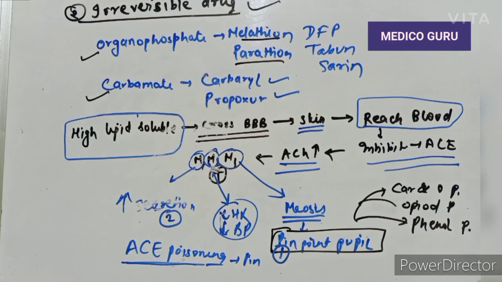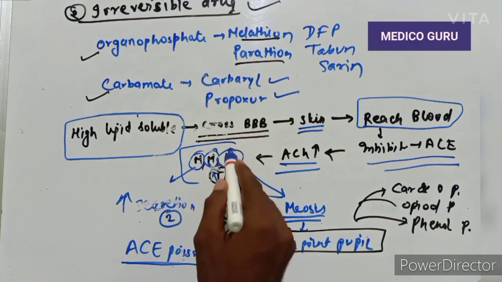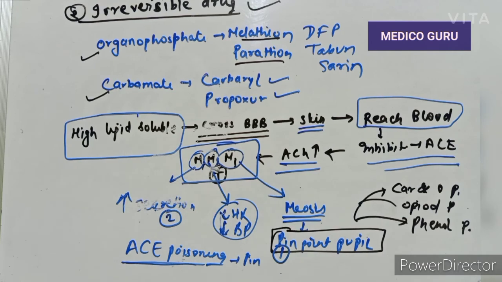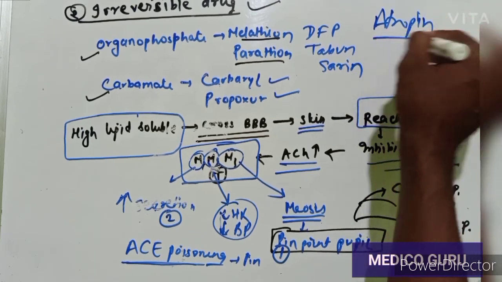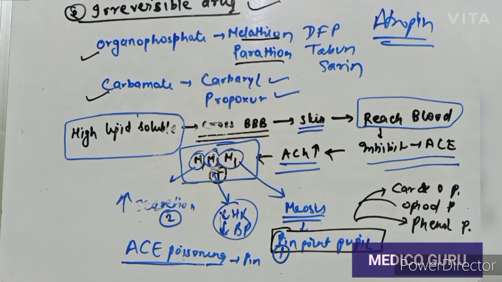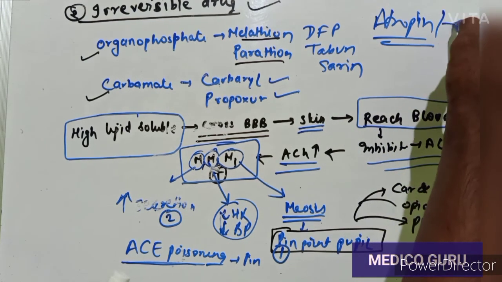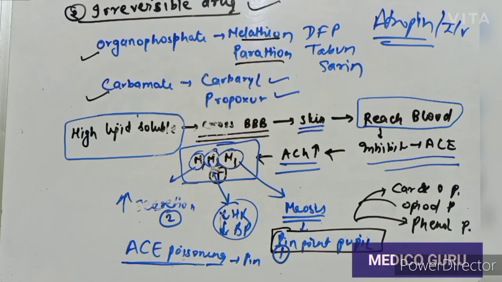So if we have to treat this poisoning, we can use atropine, because atropine is a specific blocker of M1, M2 and M3 receptors. So we can use atropine as the drug of choice for the poisoning of organophosphates and carbamates. We give atropine IV.